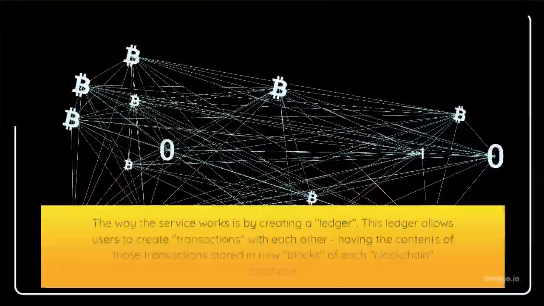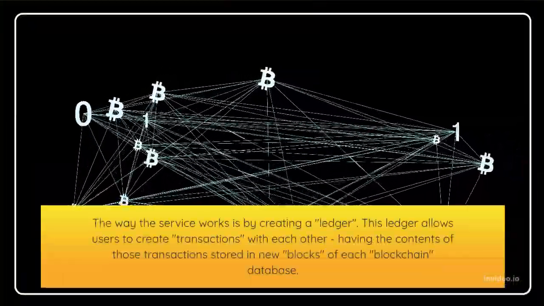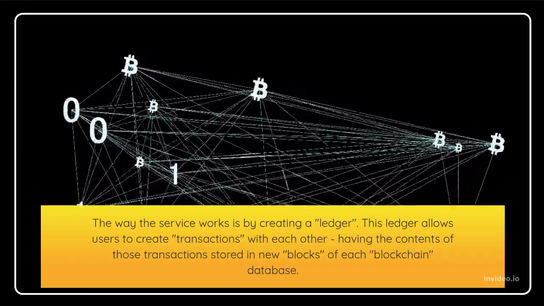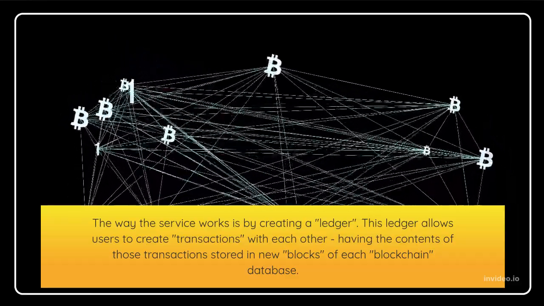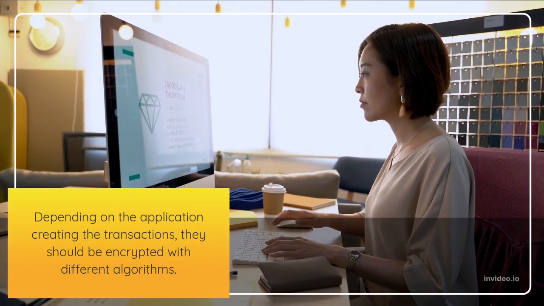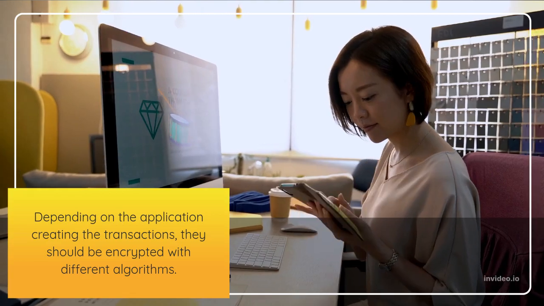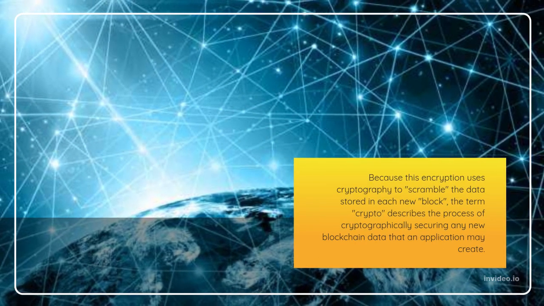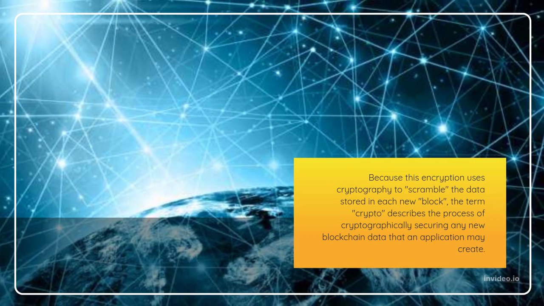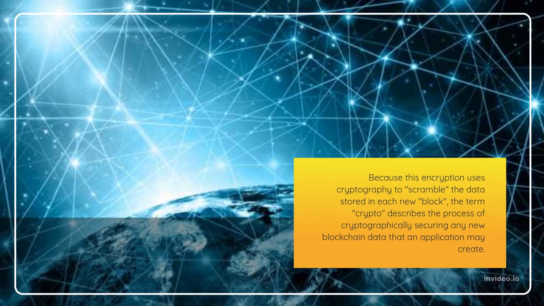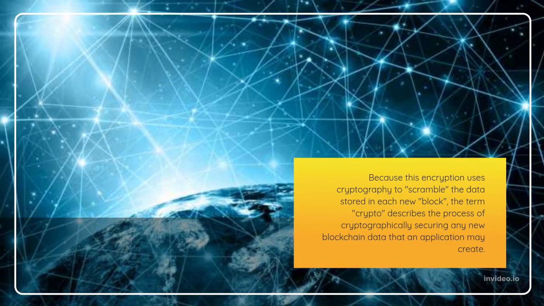The way the service works is by creating a ledger. This ledger allows users to create transactions with each other, having the contents of those transactions stored in new blocks of each blockchain database. Depending on the application creating the transactions, they should be encrypted with different algorithms. Because this encryption uses cryptography to scramble the data stored in each new block, the term crypto describes the process of cryptographically securing any new blockchain data that an application may create.